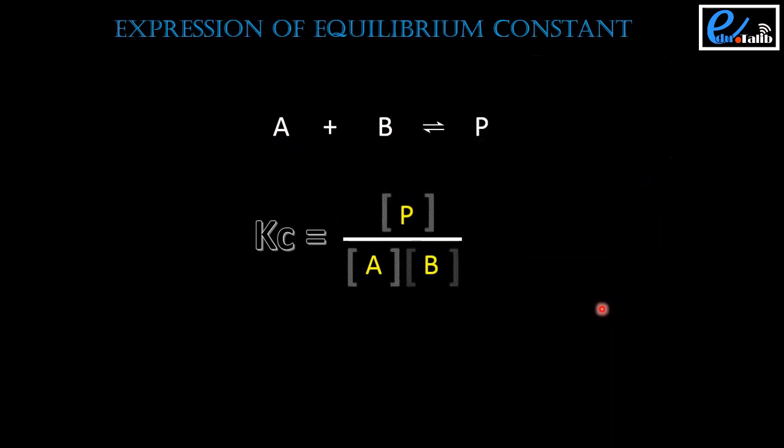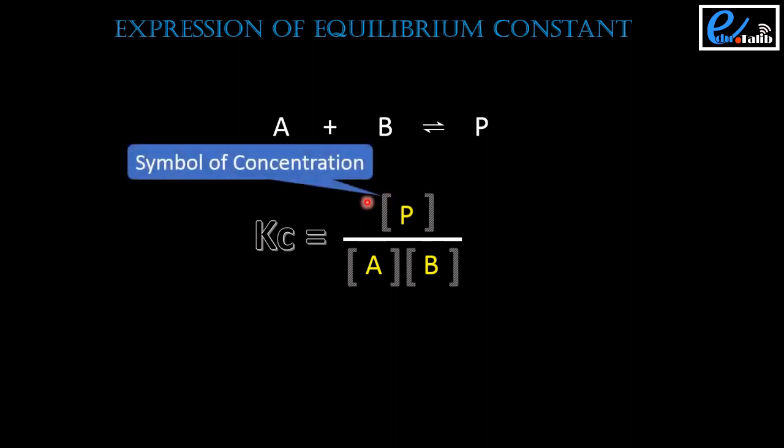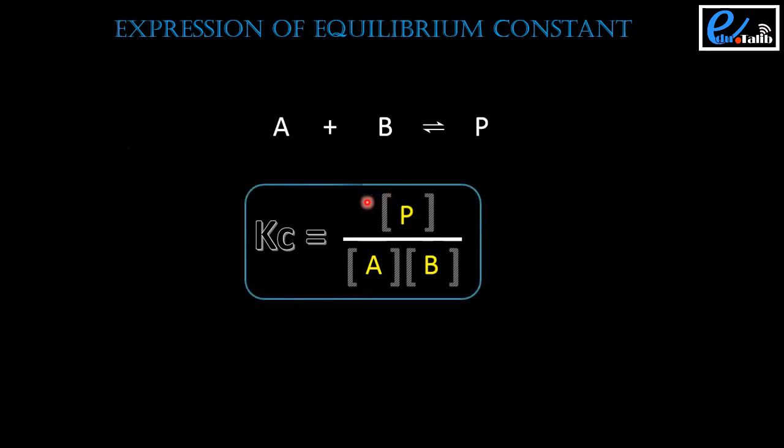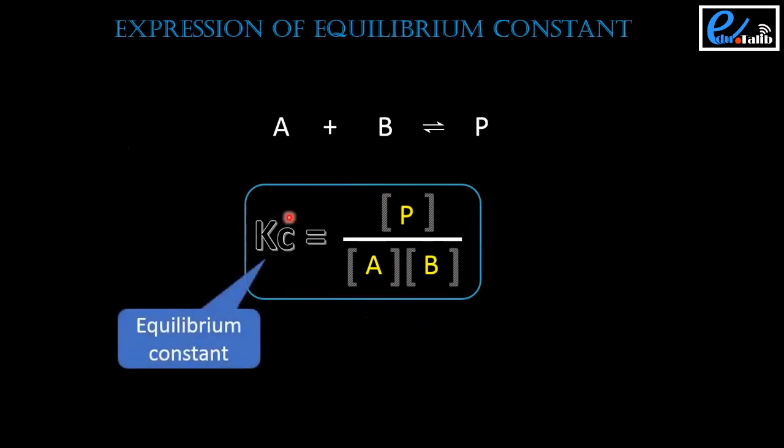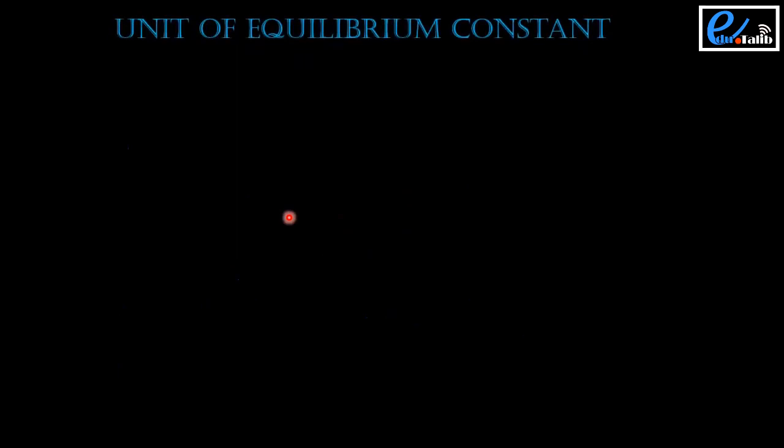Now you have to place a square bracket for each of the reactants and the product. So a square bracket over here is the symbol of concentration. So this is what is called the Kc expression. Now over here, the Kc that we have used is the equilibrium constant. Now for the same reaction, we have to discuss the unit, that is, the unit of the equilibrium constant.